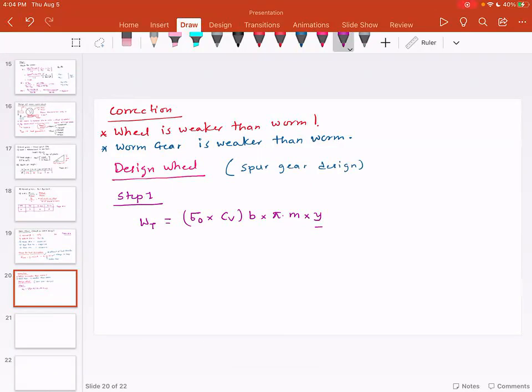So we will find out the value of Y. We will find the ratio between M and B. And then we will use the velocity factor CV is equal to 6 divided by 6 plus V. And then Lewis's form factor Y, depending upon what type of pressure angle we have, we will use 0.124 minus 0.684 divided by T for pressure angle 14.5, and Y is equal to 0.154 minus 0.912 divided by T if the pressure angle is 20 degrees.